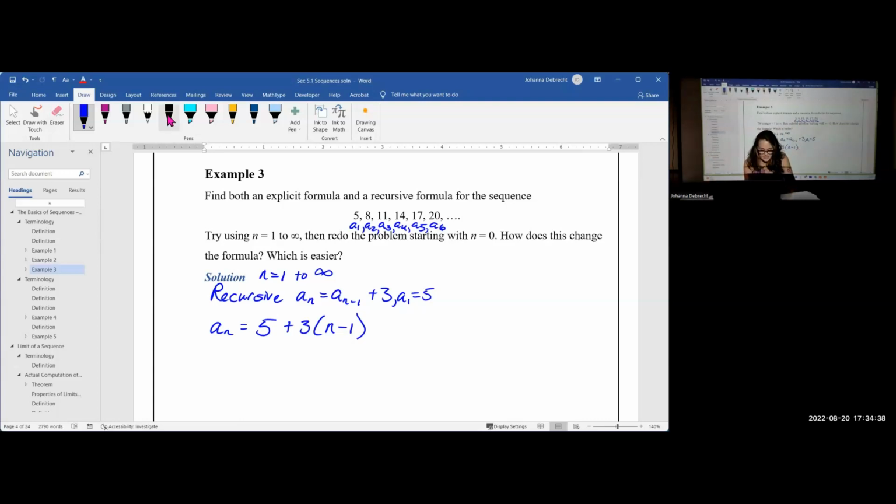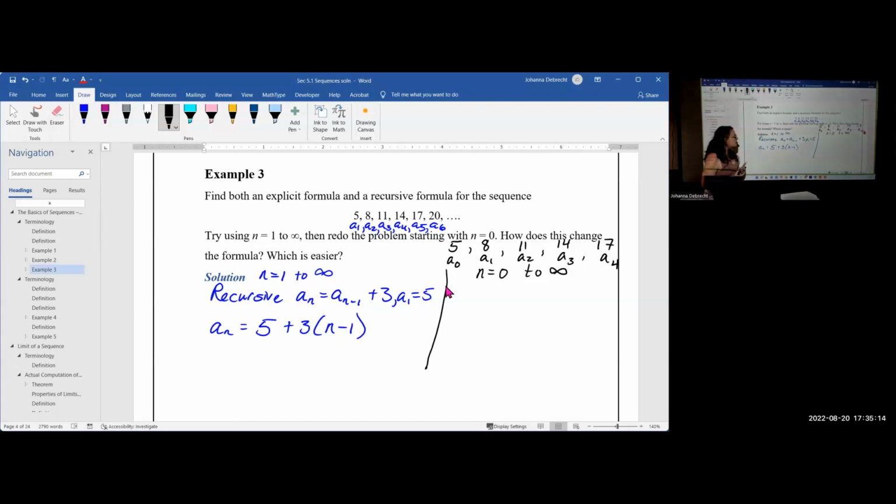Now let's take a look at the same problem again, but let's now go from n equals 0 to infinity. This is slightly different. So we have 5 as a sub 0. We have 8 as a sub 1. We have 11 as a sub 2. And we have 14 as a sub 3, and so on. We'll write one more down, a sub 4, right?